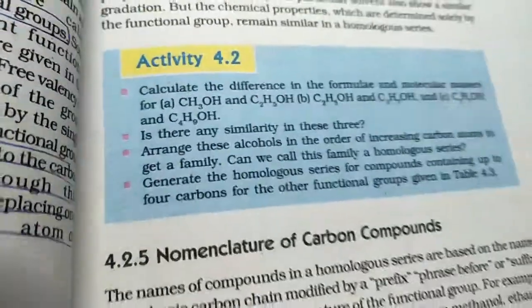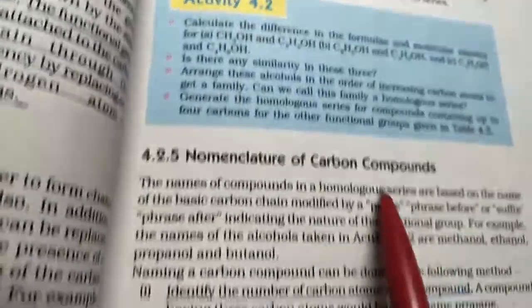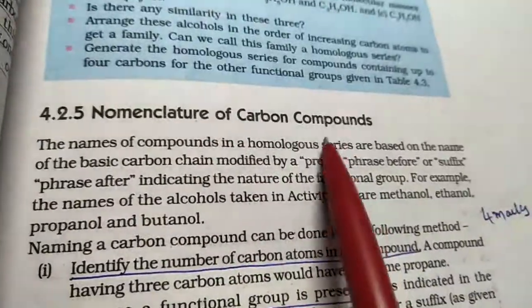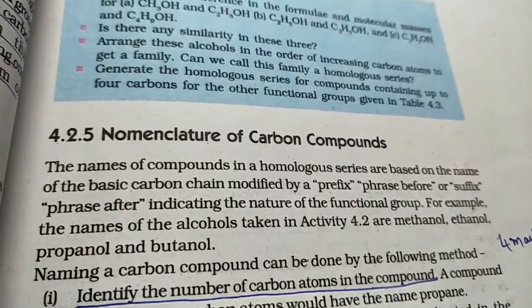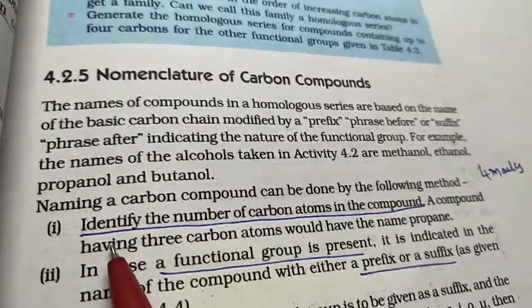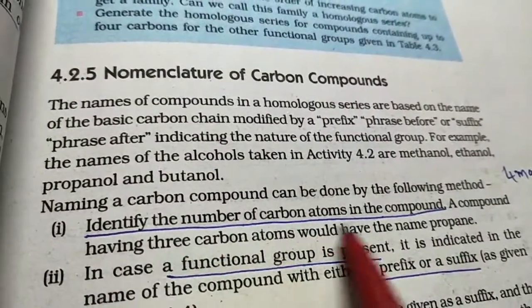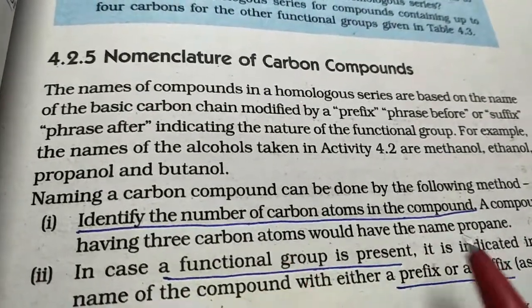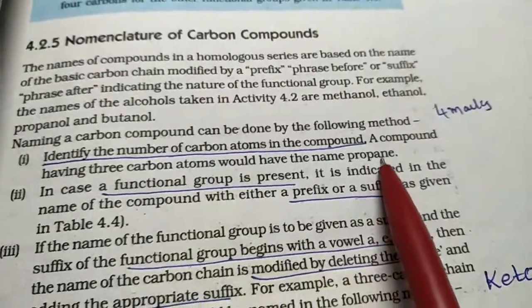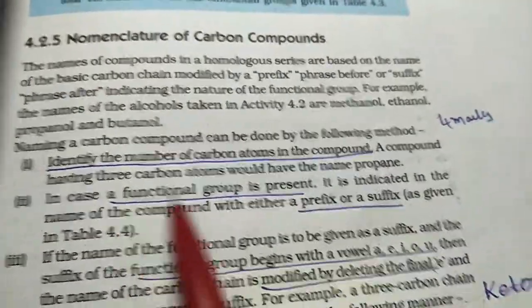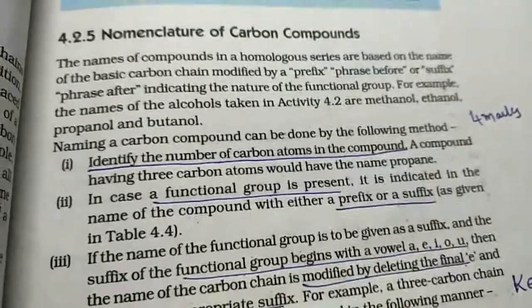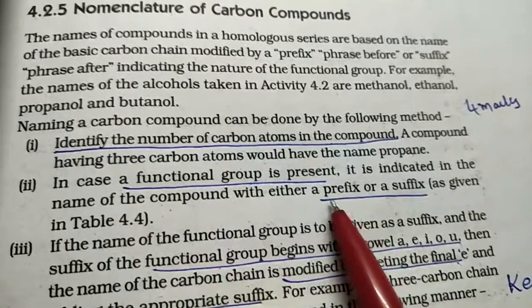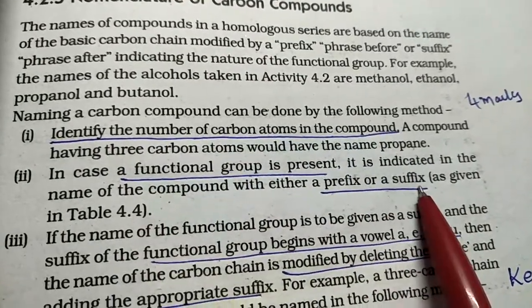Okay, now we go to the nomenclature of carbon compounds. Now how to name the carbon compounds? For that, first what you have to do is identify the number of carbons. Suppose a compound contains 3 carbon atoms, then you will have the name propane. Second, you identify the functional group which is present. Now according to that functional group, you will have the prefix or the suffix.